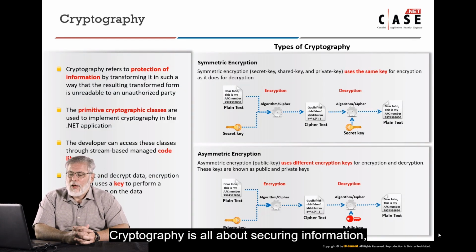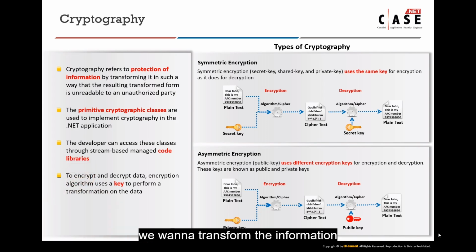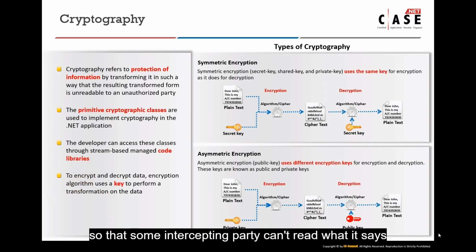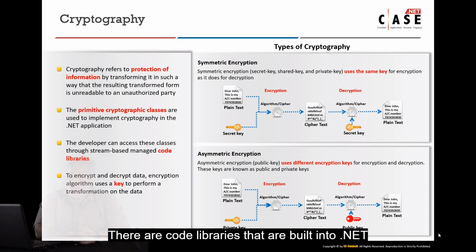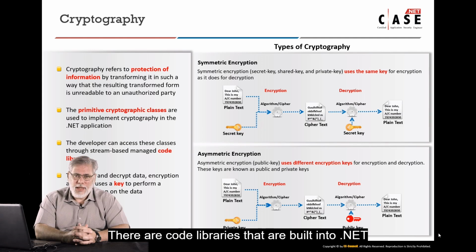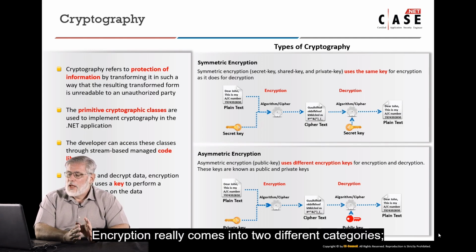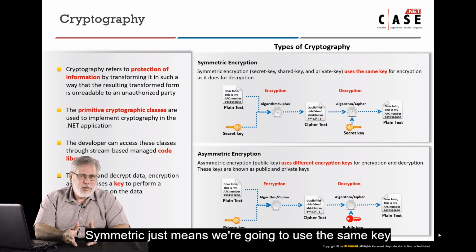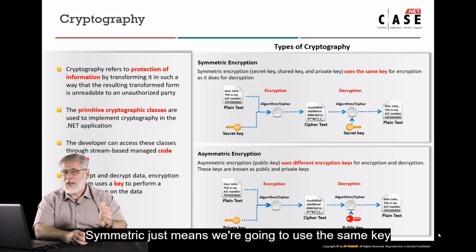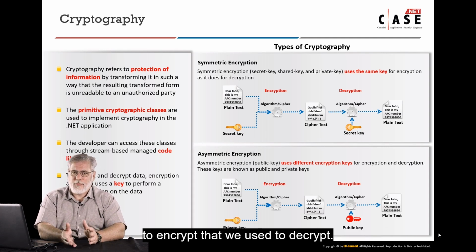Cryptography is all about securing information. We want to transform the information so that some intercepting party can't read what it says, but that the intended party can easily decode it and see what we meant them to see. There are code libraries that are built into .NET to do this for you. Encryption really comes into two different categories, symmetric versus asymmetric. Symmetric just means we're going to use the same key to encrypt that we use to decrypt.